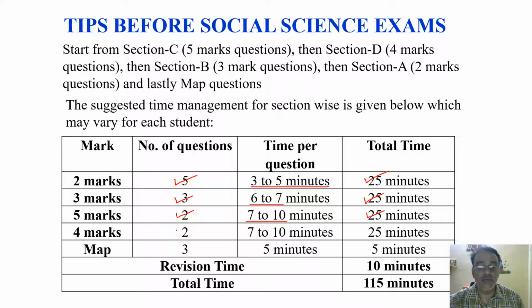And there are 2 case study questions, 4 marks each, so maximum here also 25 minutes, so all 4 sections of 25 together make 100 minutes, plus 5 minutes for the map question. Only 3 items you have to plot, so 5 minutes is enough, plus 10 minutes revision, so altogether 115 minutes.